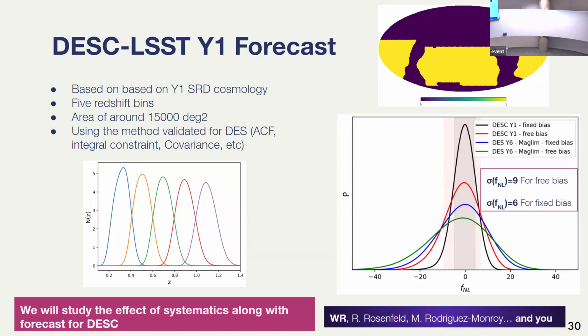Which is the red curve here, for the particular case of DES, and you have a forecast error of around 9. And then if you try to use a fixed bias, you get constraints of around 6, which is already competitive with DESI year 1. And I think the forecast for DESI year 5 is also similar. So this will be an interesting case for LSST: using only year 1 data, you can already have this improvement in the constraints.